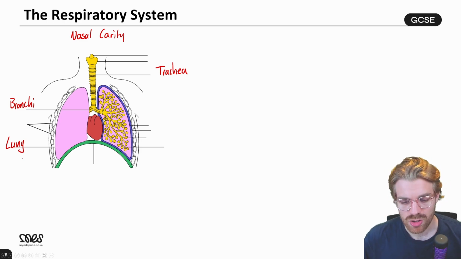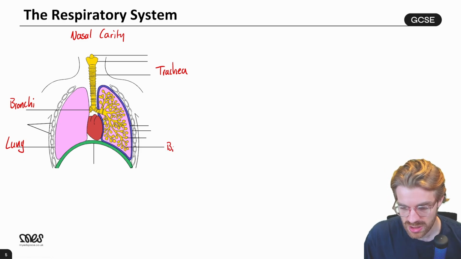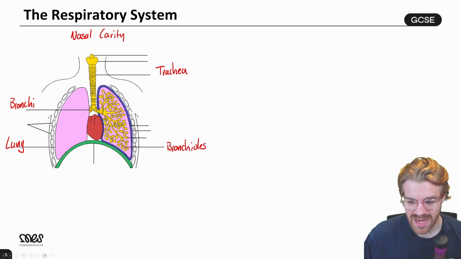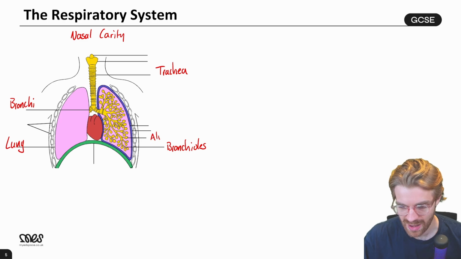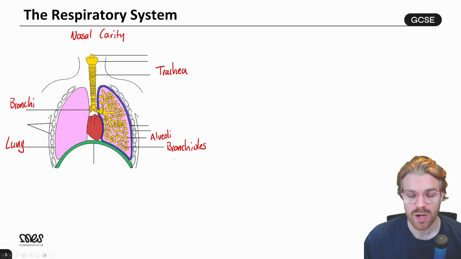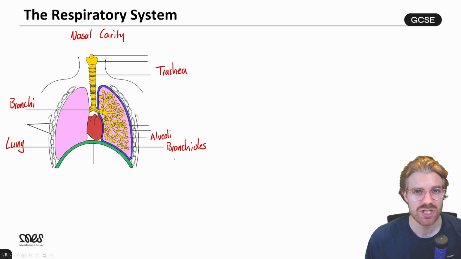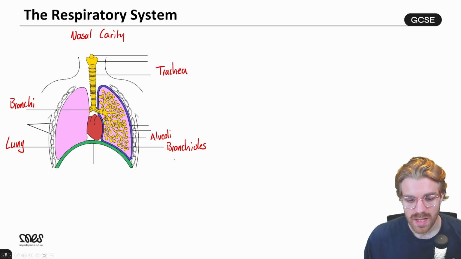Now, after the bronchi, we have the bronchioles, which branch off of the bronchi, and at the end of the bronchioles are the alveoli. The alveoli are the air sacs where gas exchange takes place. Check out my other videos for module 1 where I broke down all of the adaptations of the alveoli in order to increase gas exchange.